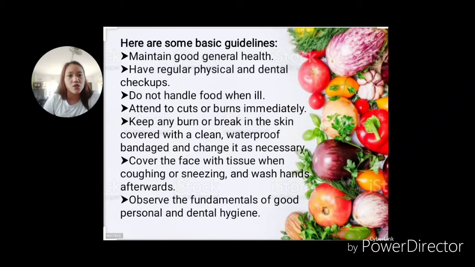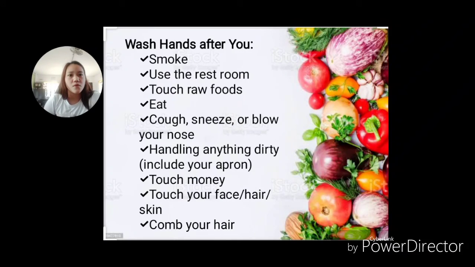Cover the face with tissue when coughing and sneezing and wash hands afterwards. Observe the fundamentals of good personal and dental hygiene. Wash hands after you smoke, use the restroom, touch raw foods, eat, cough, and sneeze, blow your nose, handle anything dirty including your apron, touch money, touch your face, hair, or skin, or comb your hair.